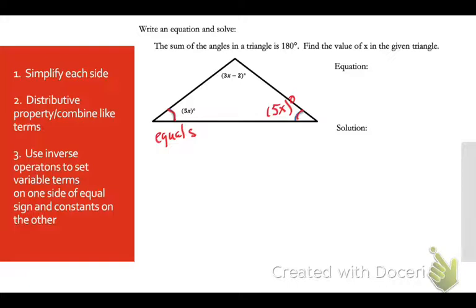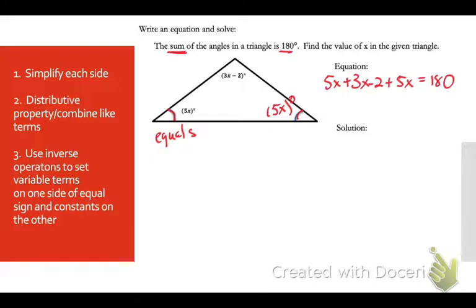Notice it says sum of the angles. We don't know what those measurements are, we just know the variables. So let's just write an equation using those variable expressions. So we will have 5x plus the middle angle, 3x minus 2, plus another 5x equals 180. Stop and take a look and write down what we did here. Those are all the expressions for the 3 angles in this triangle.